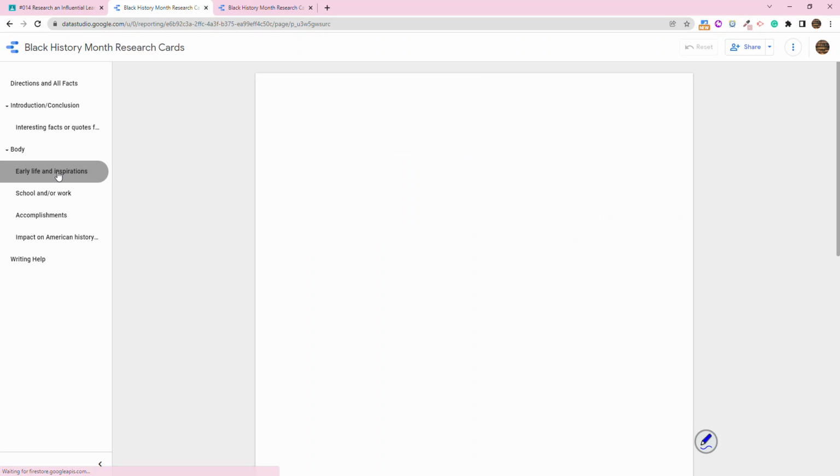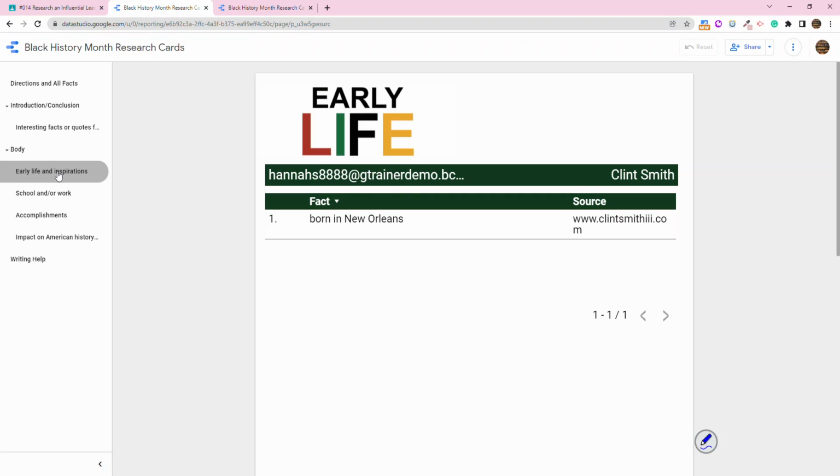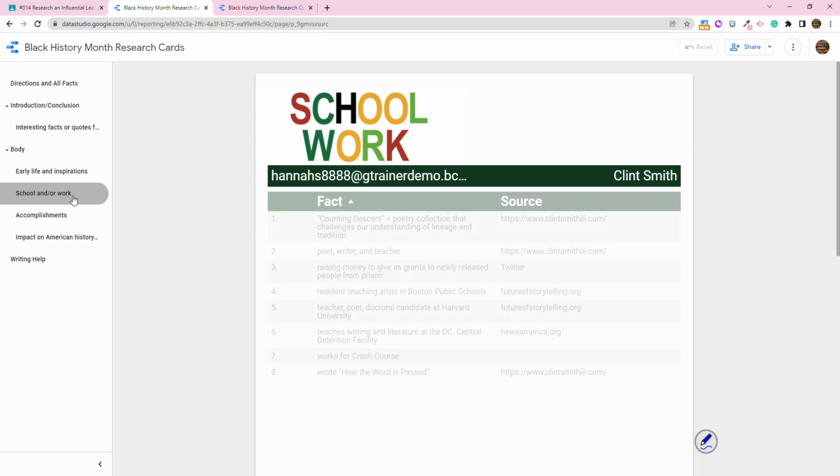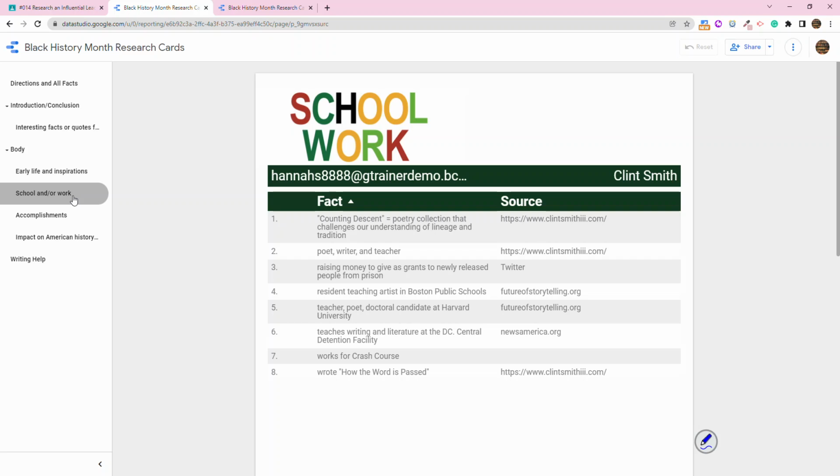Look under the word body. If you have any facts about early life and aspirations, it's sorted for you. So instead of having a note card like I have in my hand right now, your note cards are right here. Do I have enough information to write about his early life? No. So that's not a main idea that I'll be writing tomorrow. Do I have a lot of information about school and work? Yes, I do. This is the area that I would probably write my paragraph on. I would pick and choose these facts to write a really good paragraph.